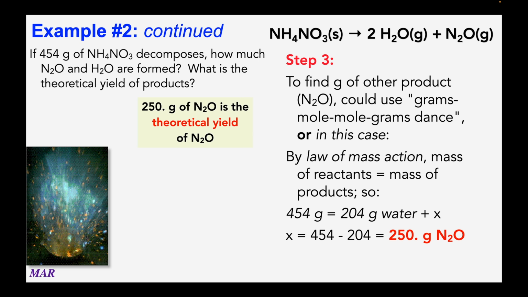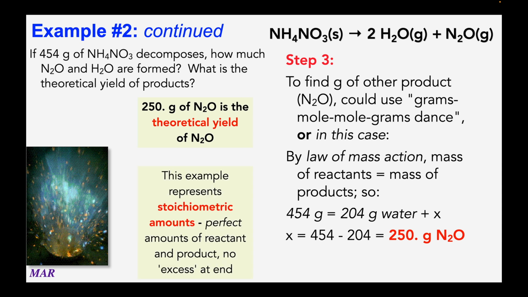This is an alternate way to figure out the N2O. Honestly, I would usually go grams, moles, grams for N2O, and I encourage you to check that out. However, this is an easier way, as you can tell if it works, and we'll talk about that more later. So while 204 grams was the theoretical yield of water, 250 grams is the theoretical yield of N2O. We should be able to make that much N2O using 454 grams of ammonium nitrate.